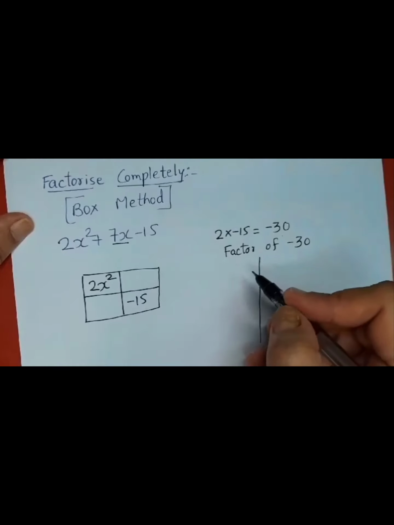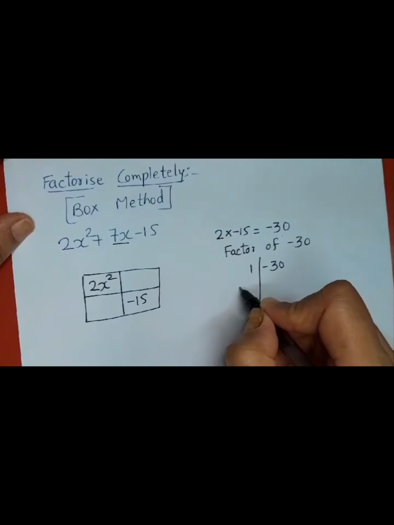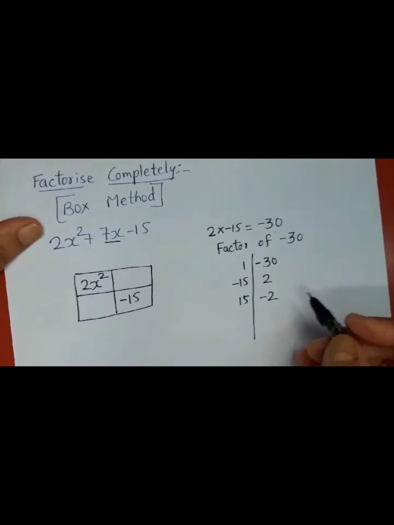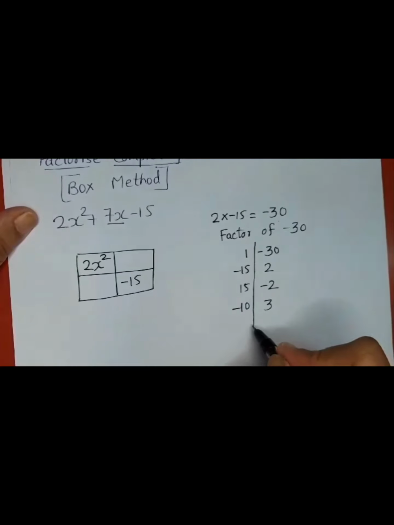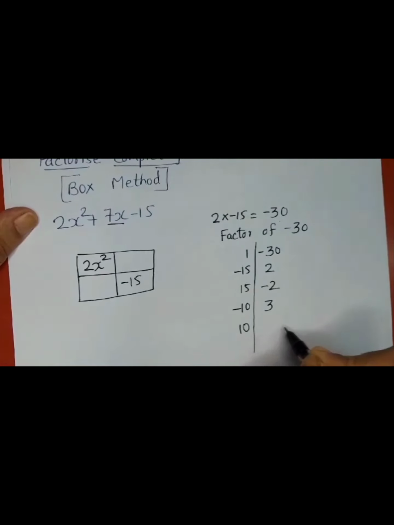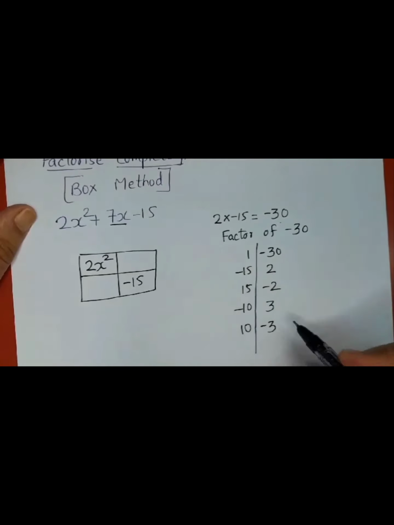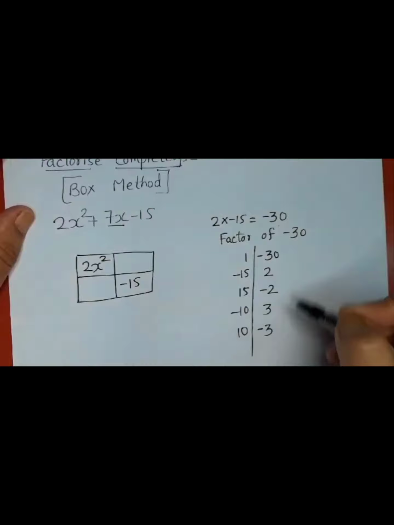So when we multiply 1 and minus 30, we get minus 30. Then minus 15 and 2 gives you minus 30. 15 and minus 2 gives you minus 30. Minus 10 and 3 gives you minus 30. And 10 multiply minus 3 gives you minus 30. Now out of all these pairs, we have to select the pair which, when we sum up, gives you 7x. So let us find out the sum.